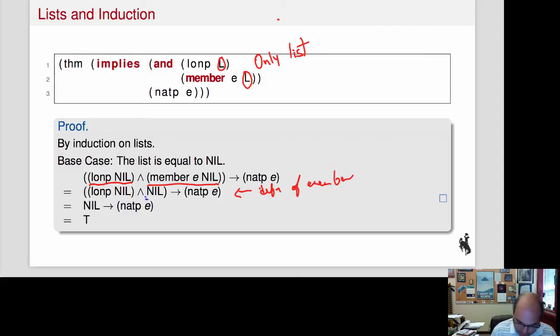Okay, and once we get this false here, then the proof is finished, because that means the hypothesis is false, and of course that implies anything, right? So we just get true. The reason the base case works really easily is that nothing can ever be a member of the empty list. So that's our base case, and that's perfect.